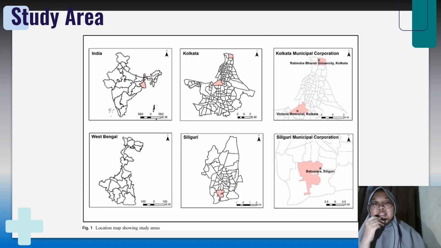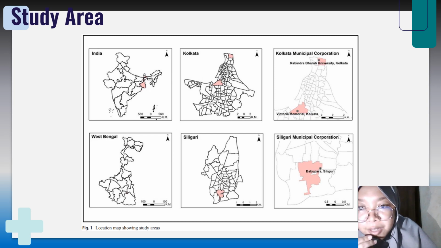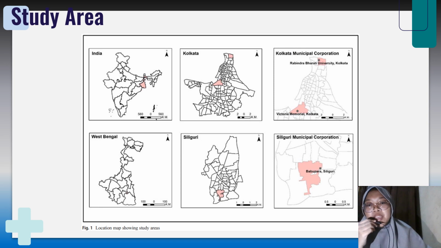Okay, there are maps of the study area from this journal. The first picture is the map of India, and the second picture is the map of Kolkata, and the third picture is the map of Kolkata Municipal Corporation, showing Rabindra Bharati University of Kolkata and Victoria Memorial of Kolkata, and the fourth is the map of West Bengal, and the fifth picture is the map of Siliguri, and the last picture is the map of Siliguri Municipal Corporation, which is Babupara of Siliguri.